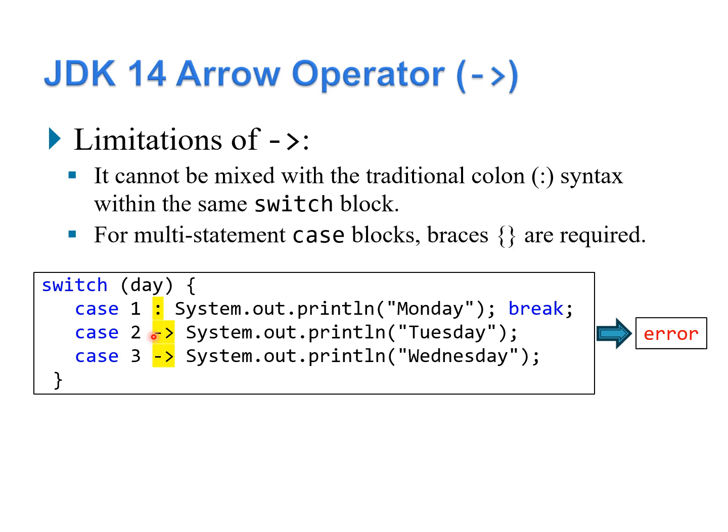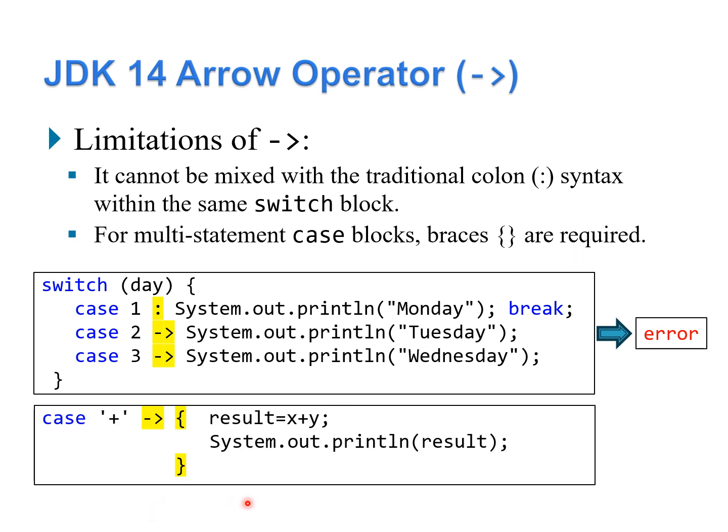The second limitation of the arrow operator is that for a multi-statement case block, the curly braces are required. For example, if you use the arrow operator after the case label plus in the calculator program, and you have two statements for this case like this, then you have to enclose those two statements in a pair of braces.